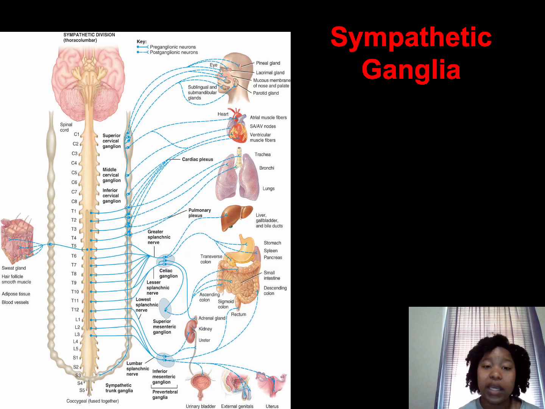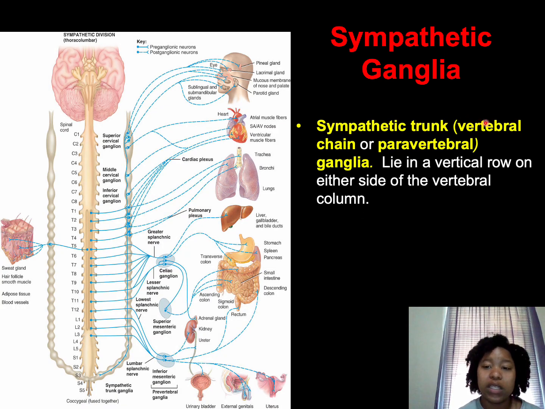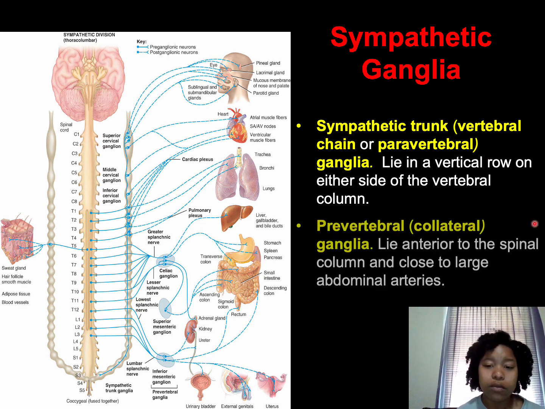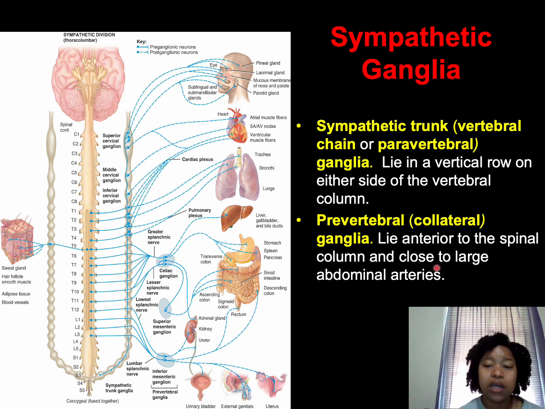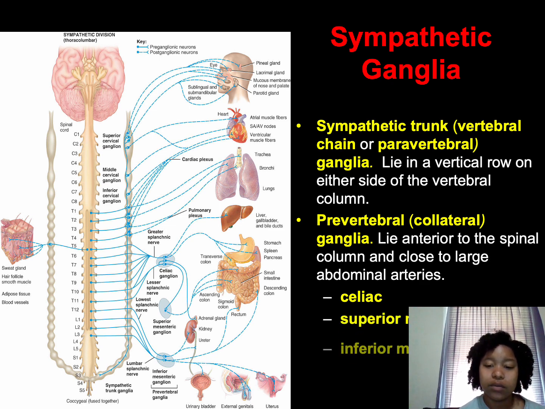As far as sympathetic ganglia go, like we said, the sympathetic trunk, which is also called the vertebral chain or the paravertebral ganglia, lies in a vertical row on either side of the vertebral column, so left and right sides of the vertebral column. The prevertebral ganglia lie anterior to the spinal column and close to the large abdominal arteries. Those are like the celiac. These are all listed for you here.